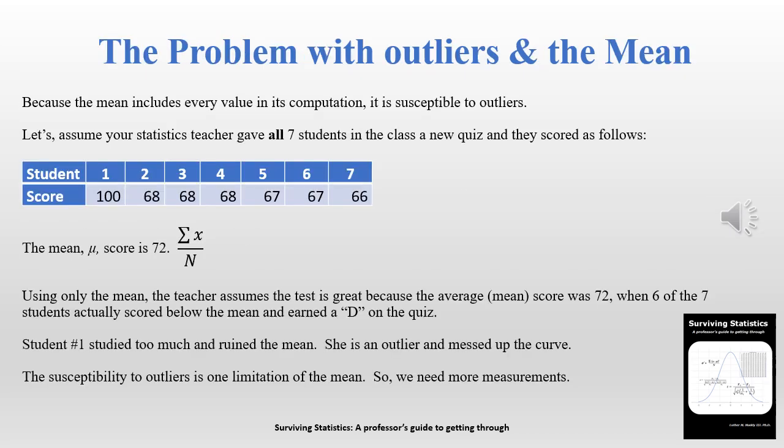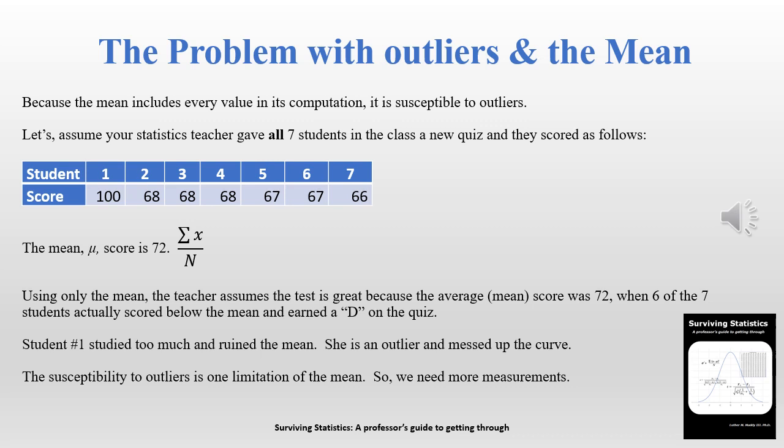Let's examine this example and see how an outlier can skew our mean a little bit here. So let's assume that your statistics teacher gave all 7 students in the class a new quiz, and all of the students scored as shown. Student 1, 100, and student 2, 68%, and so on. So the professor wanted to know, on average, how did the students do? So he computes the mean. Now, because this is a population, all of the students, we're using mu to represent the mean score of 72. We're also using capital N to designate how many students are in the population.